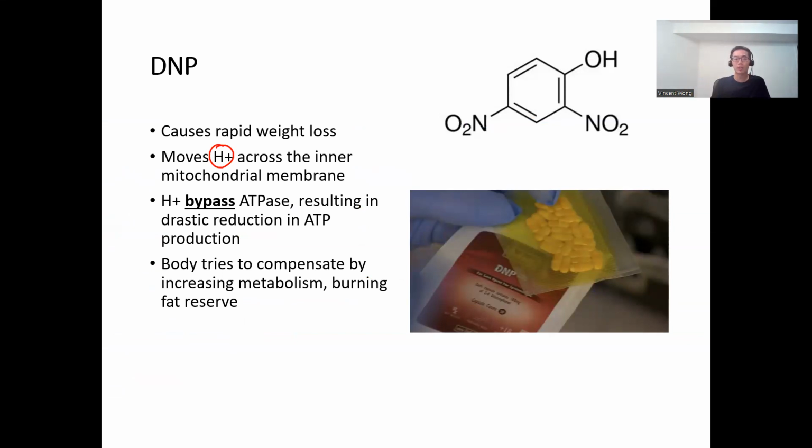And the body thinks you are starving. So your body tries to compensate by increasing metabolism. It tries to burn off the fat, and that's why you lose weight rapidly. But burning a lot of fat in a very short period of time is dangerous. It actually causes your blood pH to drop. And it turns out DNP will also increase your heart rate and mess up your whole metabolism in the body. People could die from consumption of DNP, and people did die as a result of that. So they pulled the plug on that one. It is no longer sold as a weight loss drug.